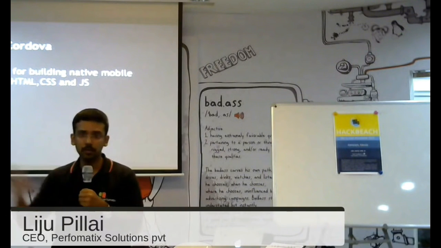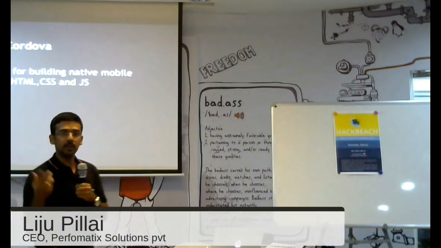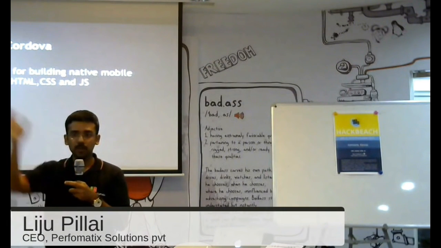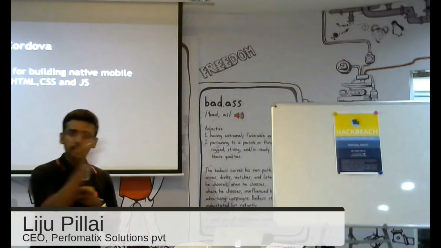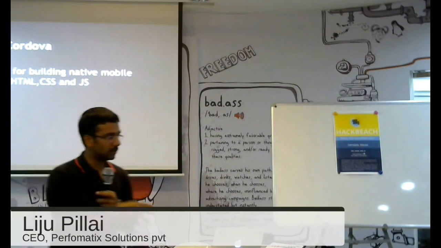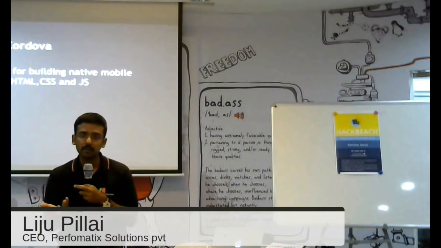You say camera.open in JavaScript, and you want iOS or Android to understand this command. How does that happen? PhoneGap in between will take this JavaScript, convert it into machine understandable, which is in this case iOS or Android, and that is how you make it a platform independent application.